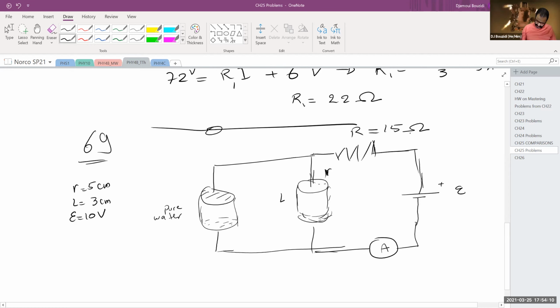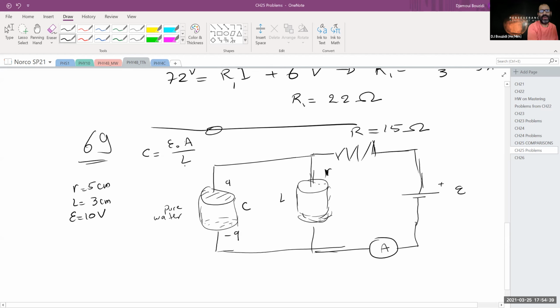The left cylinder is filled with pure distilled water, which has infinite resistivity. So basically, this is just a dielectric in this case, because it does not conduct electricity. So charges coming from the battery are just going to pile up in here, and the others are extracted from the other one. So this acts as a capacitor.